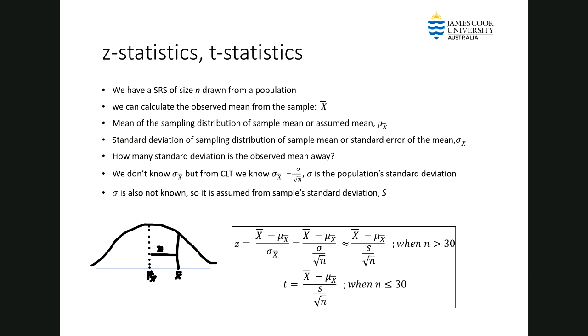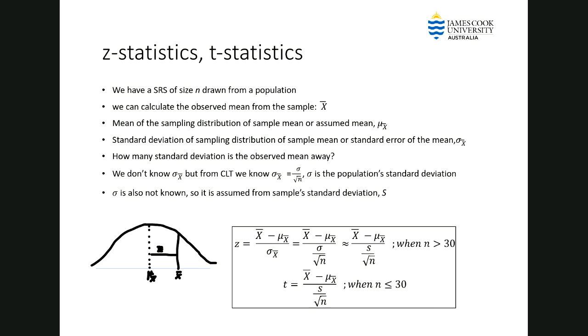So before we go there, let's see how it works. What's the formula? What's the theory behind it, and why do we use it? Imagine we have a simple random sample of size n, and n could be small or big. As I said, if n is bigger, it falls into Z statistics. If n is smaller, then it falls into T statistics.